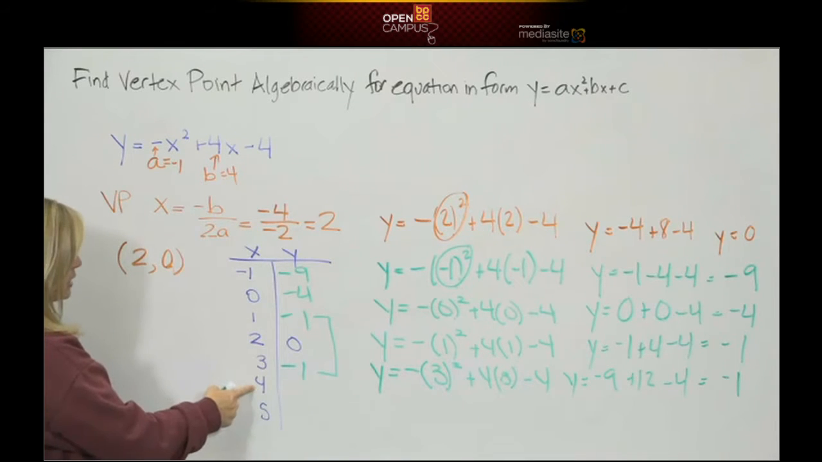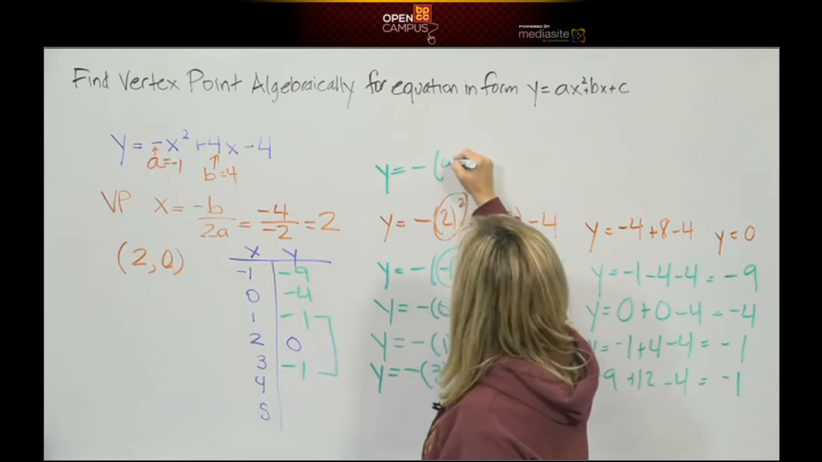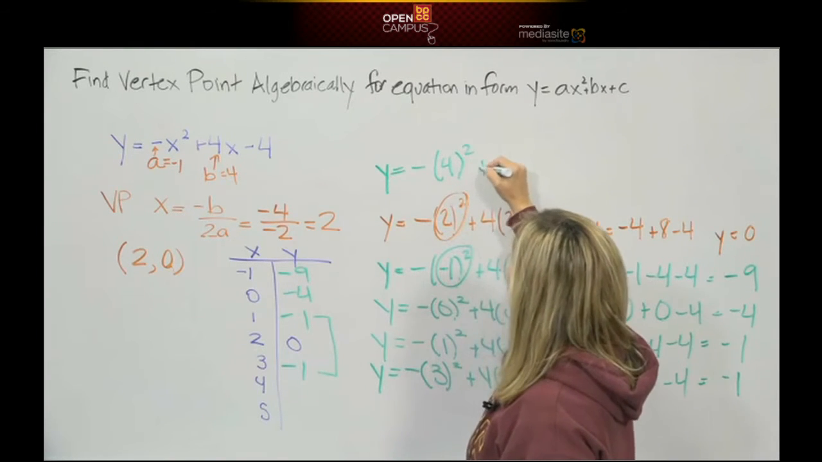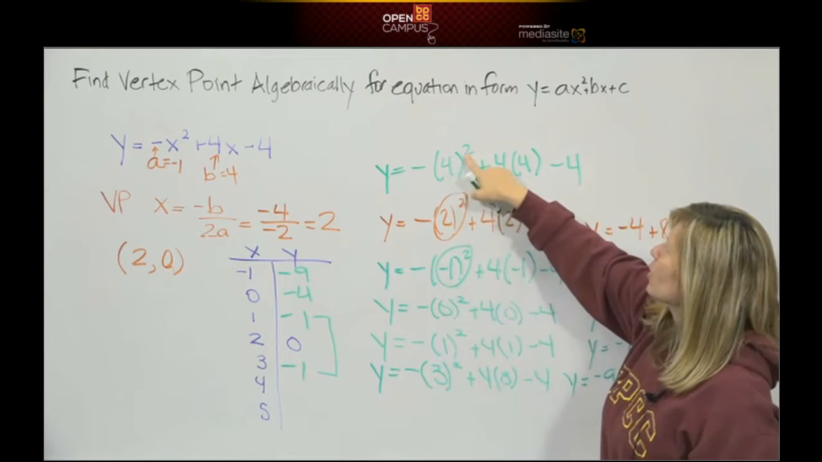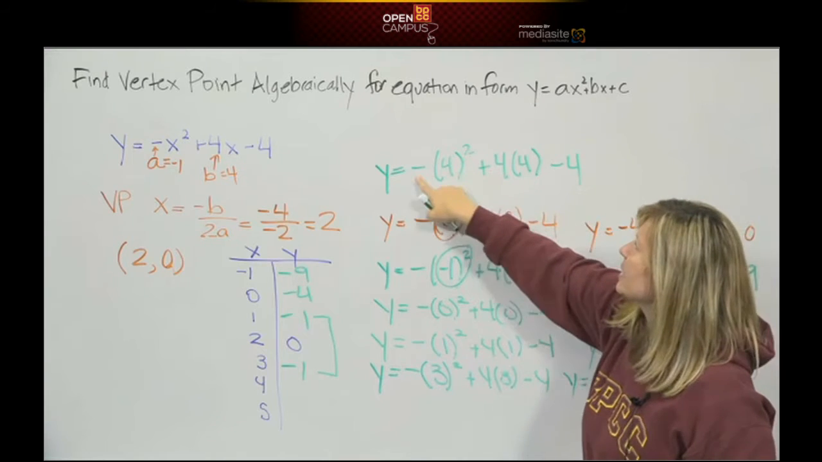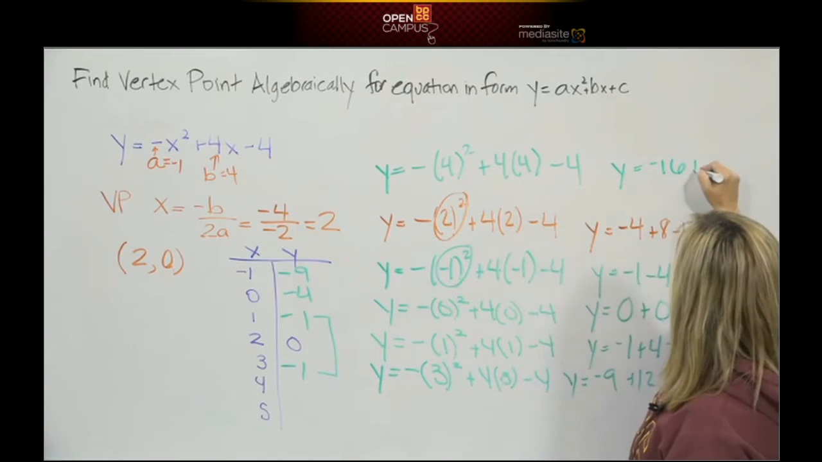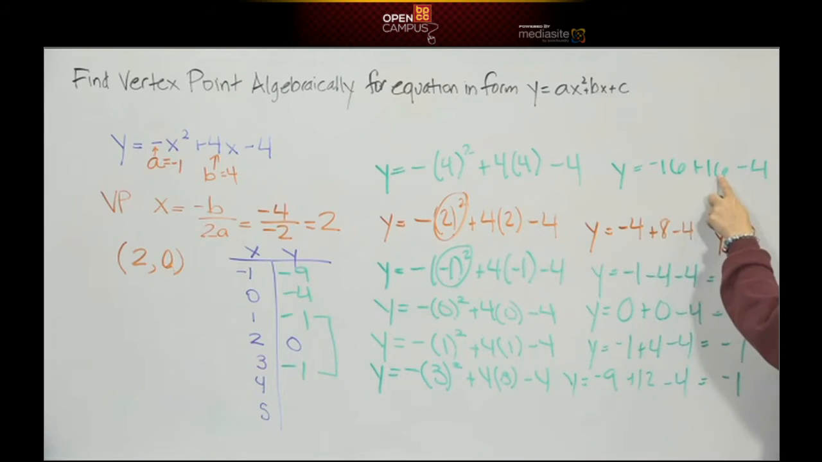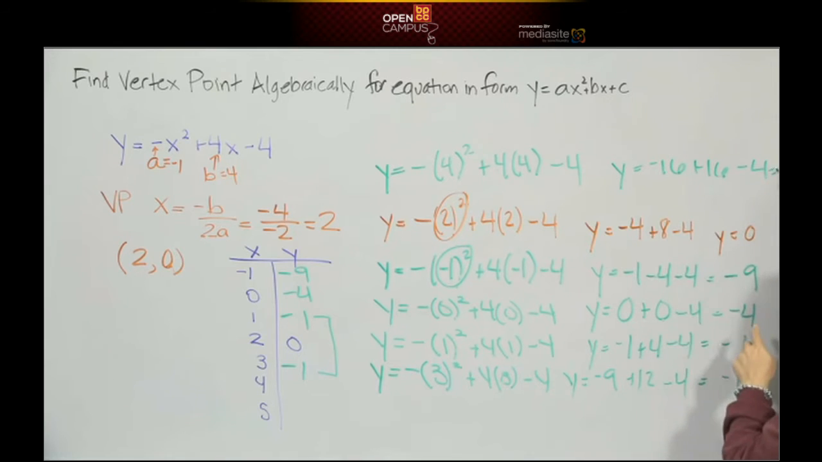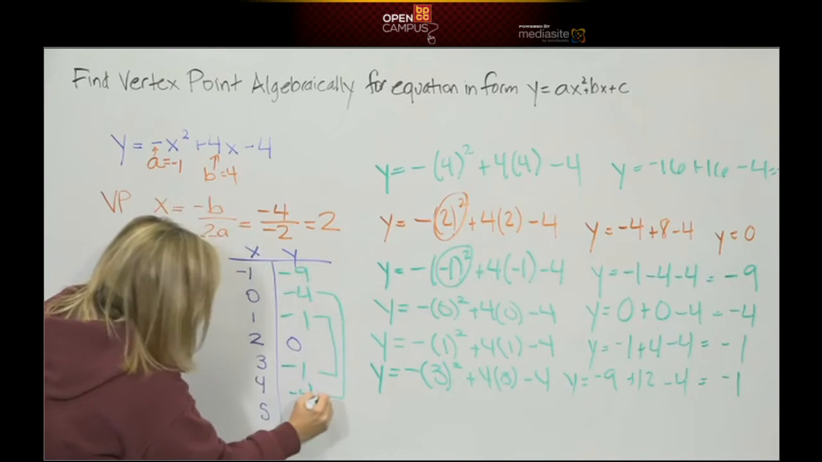So now if I substitute in 4, y equals negative 4 squared plus 4 times 4 minus 4. 4 squared is 16. 16 times a negative is negative 16. 4 times 4 is 16 minus 4. Negative 16 plus 16 is 0. 0 minus 4, that's a negative 4. Did it correctly. I matched up.